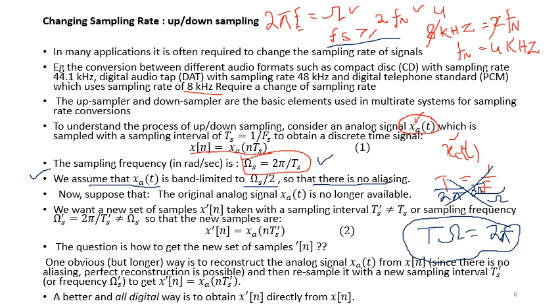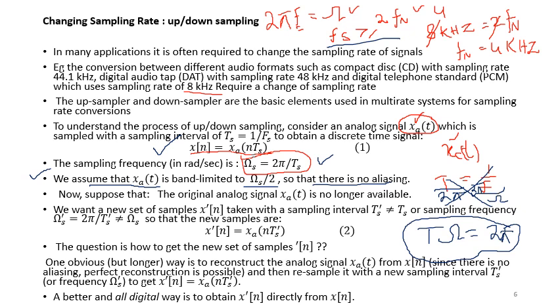Okay, for example, the original signal x_a(t) is no longer available. We have sampled it and got the discrete-time version of this signal. Now we want a new set of samples x'(n) taken with sampling period T's, where T's is not equal to Ts. That means we want to change the sampling frequency, or we are changing the sampling interval, right?